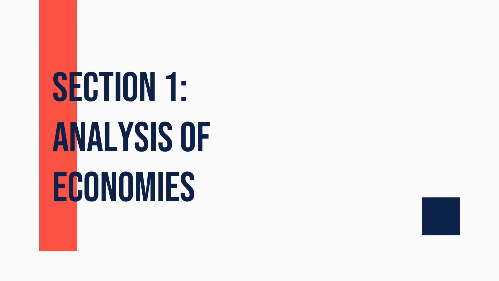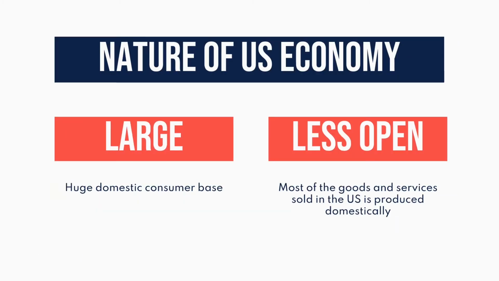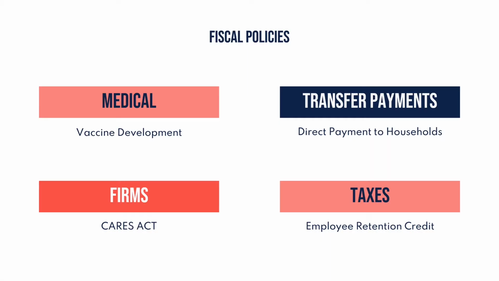The first economy that we have chosen is the United States of America. It is one of the world's largest economies, where domestic consumption makes up most of their GDP as compared to exports. It can be considered relatively less open since they make use of many trade barriers. In response to the pandemic, they have implemented many different kinds of fiscal policies that we have categorized as shown.